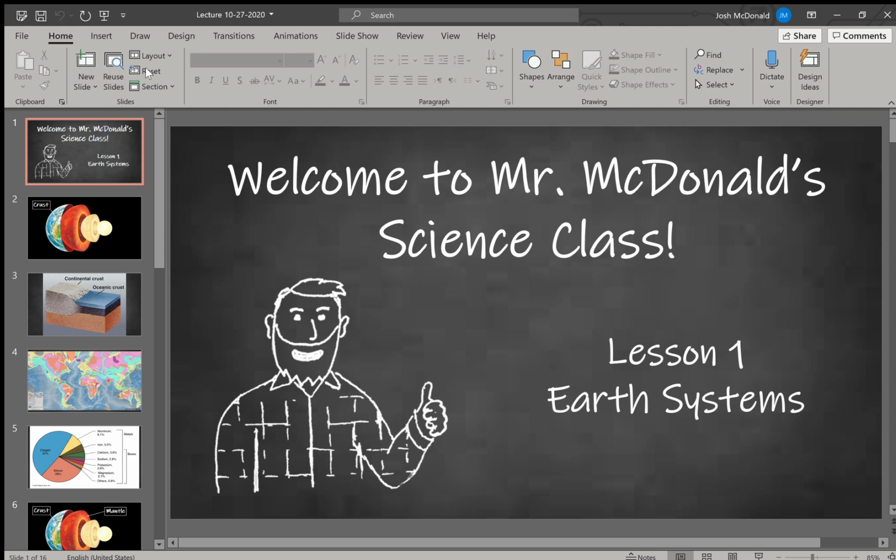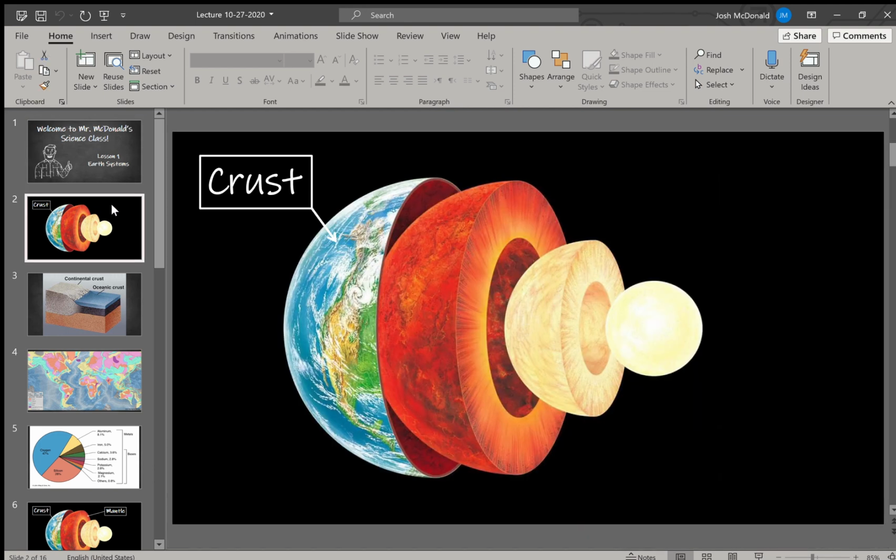Let's finish up lesson 1 and finish talking about Earth's geosphere. We're going to talk about the actual structure of the Earth, the solid part of the Earth. I'm sure that you are somewhat familiar with the main structure, but let's go over it in a little bit more detail. I'll start with the outermost part of the geosphere, that is the crust.